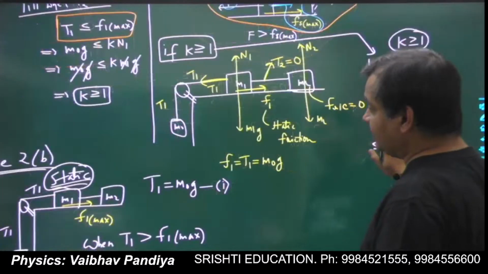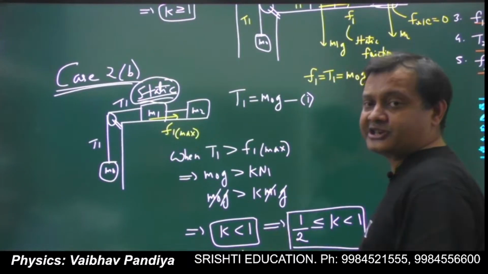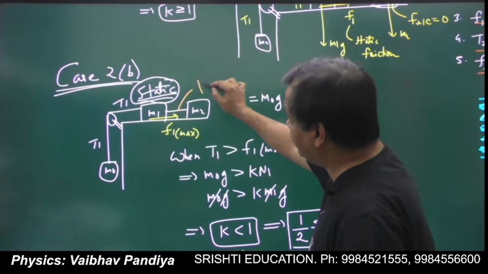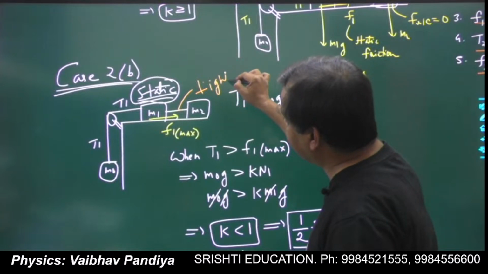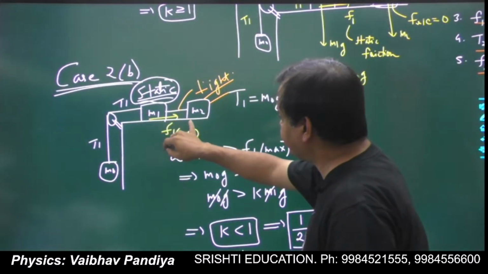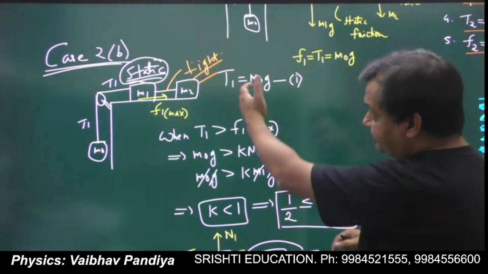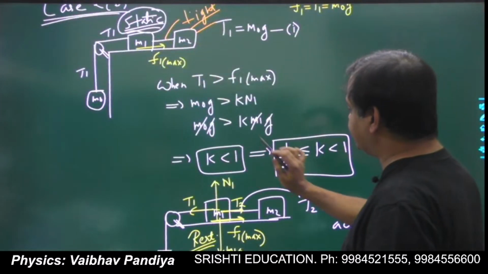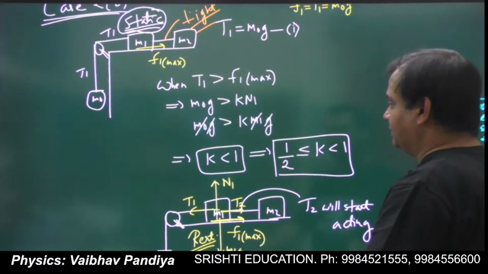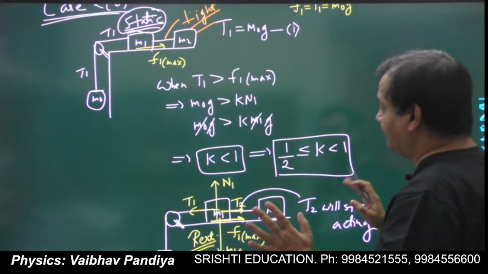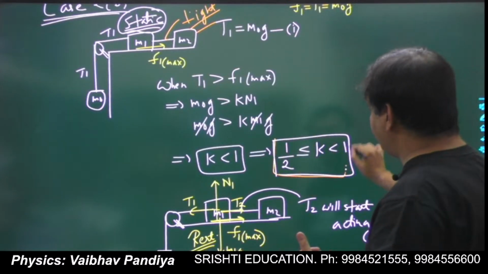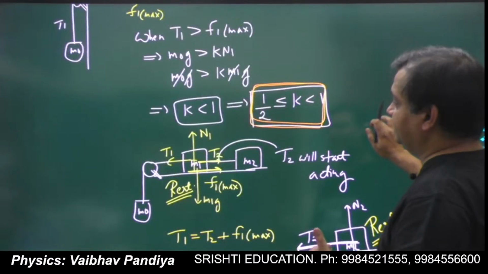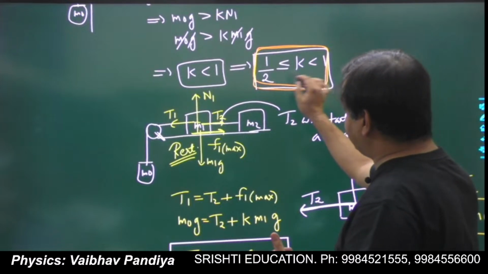Now we came to case 2b. It is also the static case, but now T1 is greater than F1 max. That is, this string will become tight in this case, because this driving force exceeds the limiting friction. So the tensional force will come into play along with your friction to balance that driving force. This will happen when k is less than 1. And of course, the whole case 2 has a condition k greater than or equal to half. So you superimpose both conditions. So for 2b, k is greater than or equal to half and less than 1. So T2 will also act in this case when k has this range.